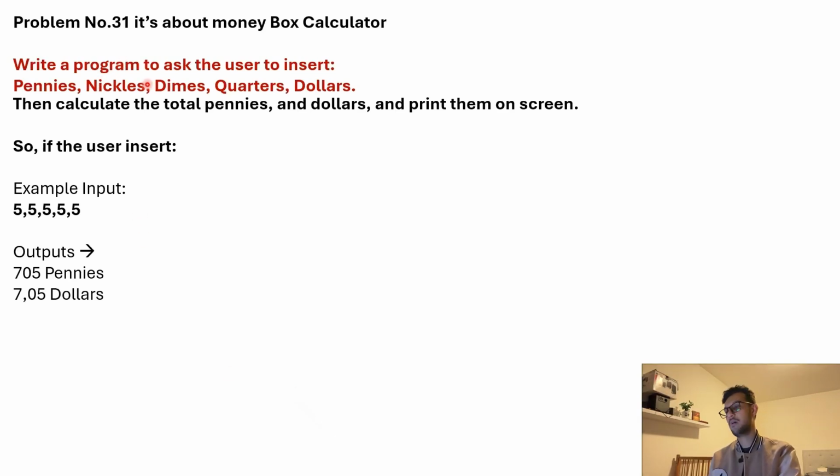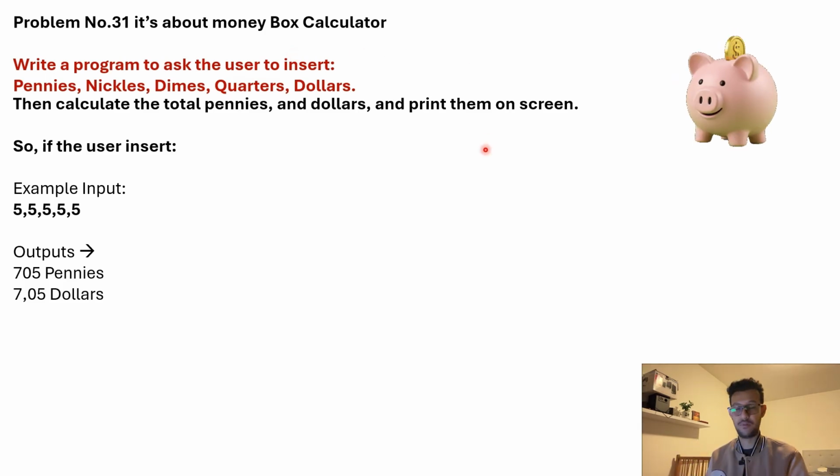Today we're going to have problem number 31. It's about a money box calculator. The money box, we call it money box, coin box, piggy box, that we save inside the coins, okay? So write a program to ask the user to insert pennies, nickels, dimes, quarters, dollars. Then calculate the total pennies and dollars and print them on screen.